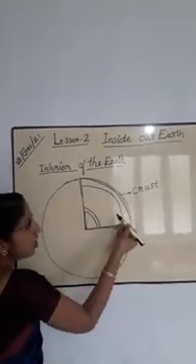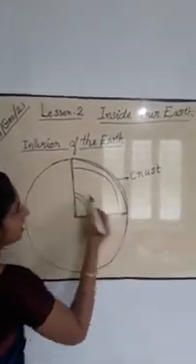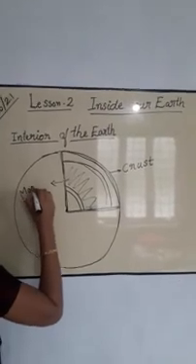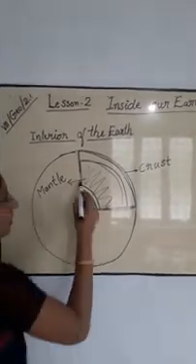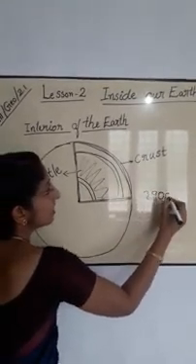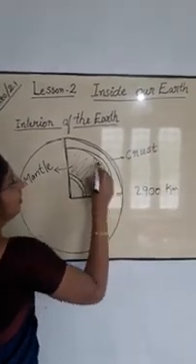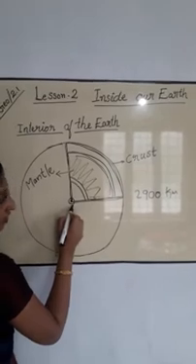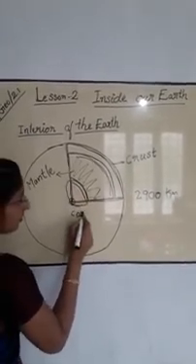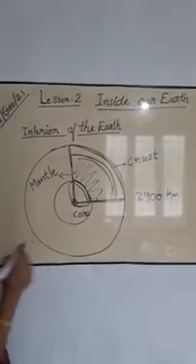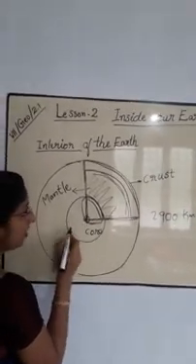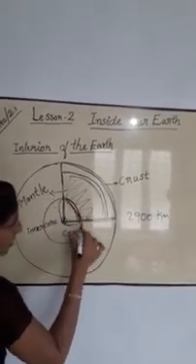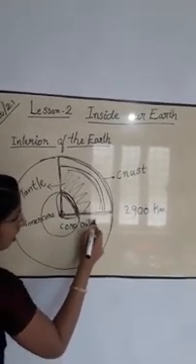And next, below the crust, this layer is called mantle. Below the crust, to a depth of 2900 km, we get the mantle phase. And this portion, the innermost portion, we call core. The core is divided into two: the inner core and the outer core.